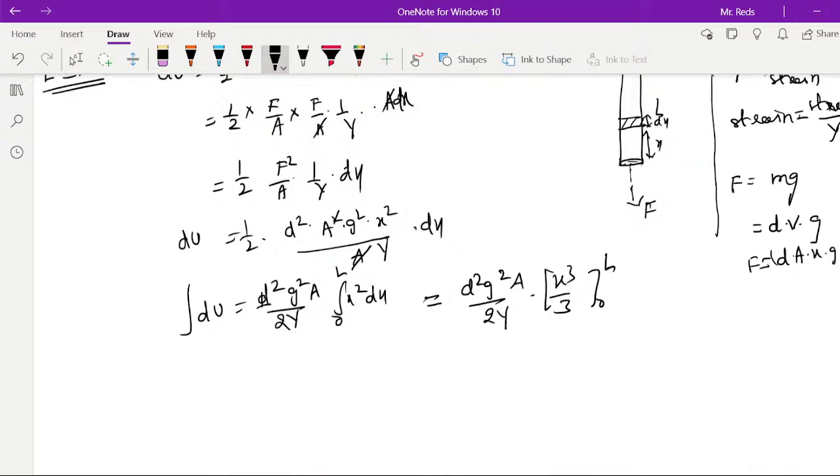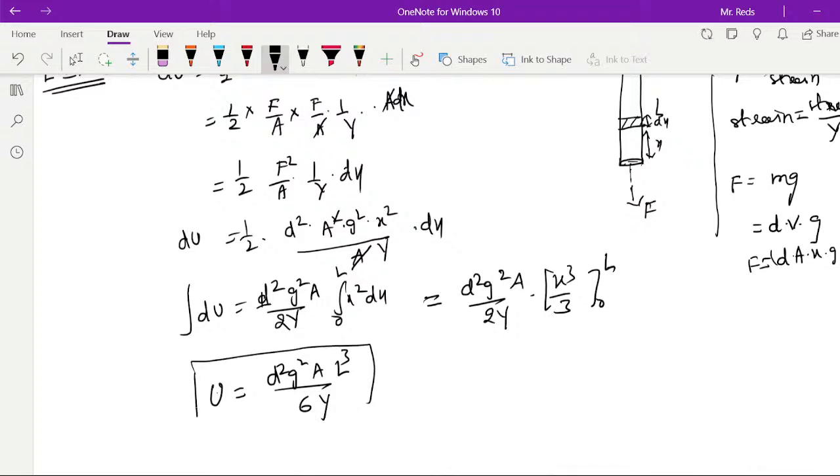So x cube becomes, on substituting this L, it becomes L cube. Therefore we get here 3, if it comes here it becomes 6y. So the total integral of du gives you the total energy. It is equal to d square g square A L cube by 6y.